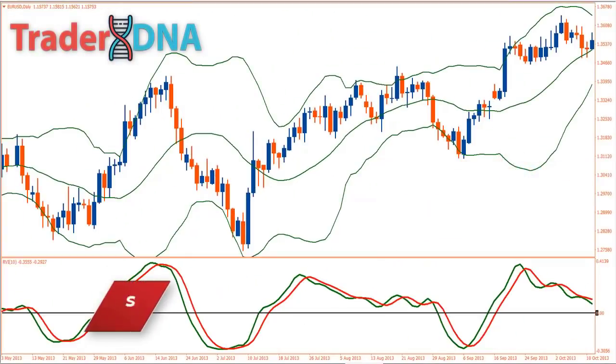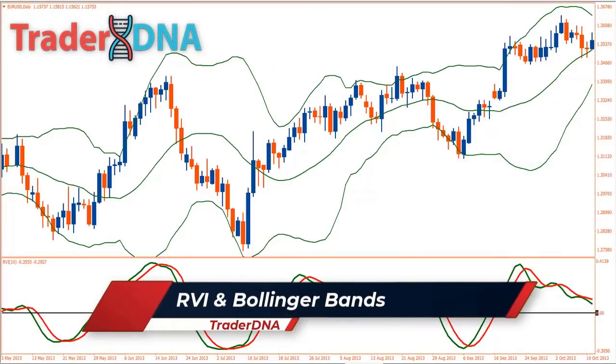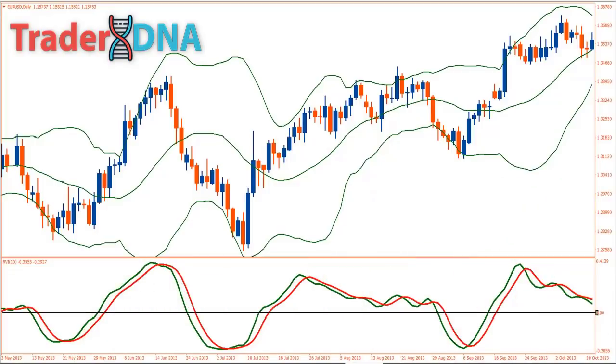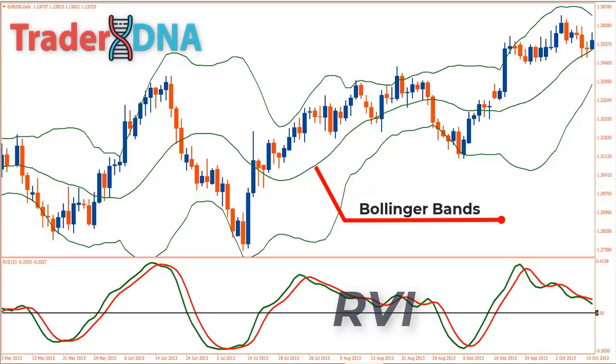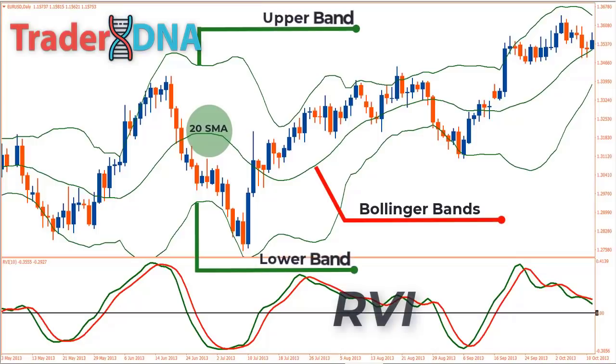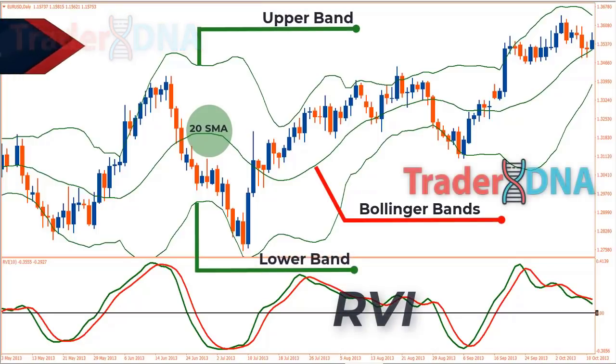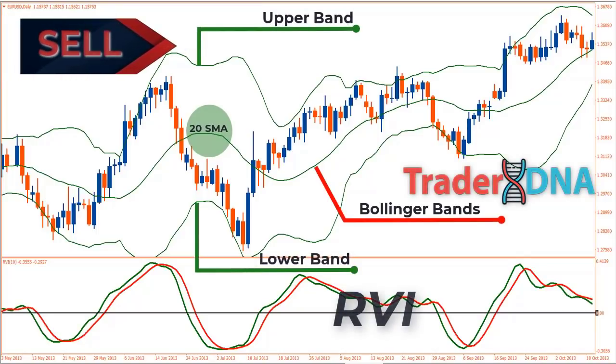Fifth, relative vigor index and Bollinger Bands trading strategy. Finally, we are going to expose another trading strategy, which consists of combining the relative vigor indicator with Bollinger Bands. As you probably know, the Bollinger Bands indicator consists of a 20-period SMA by default and two bands, upper and lower. So here are the rules for entering a short position using Bollinger Bands indicator. The recommended time frame for this strategy is the daily chart.